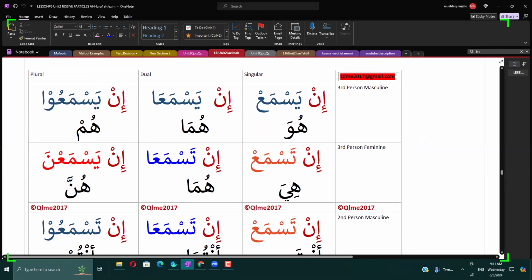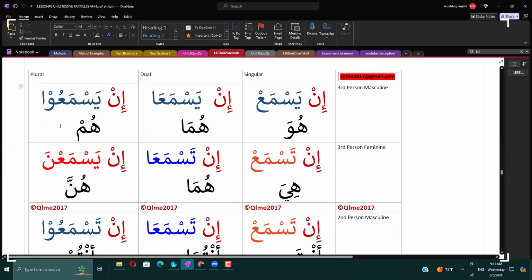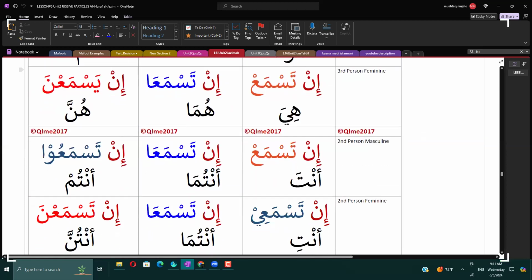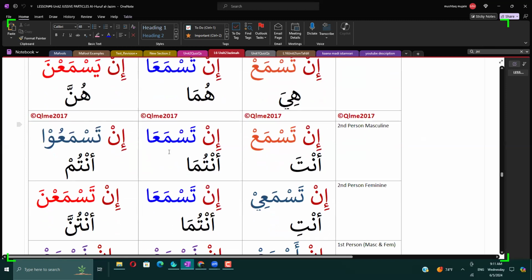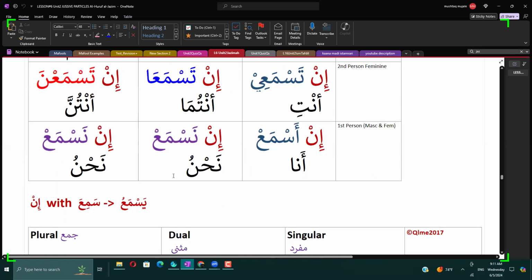Same with in. Okay? If in is followed by a mudari, then that mudari will become majzoom. In yasma', in yasma'a, in yasma'u. In tasma', in tasma'a, in yasma'na. This noon will not drop. In tasma', in tasma'u, in tasma'i, in tasma', in tasma'na, in asma', in nasma'.